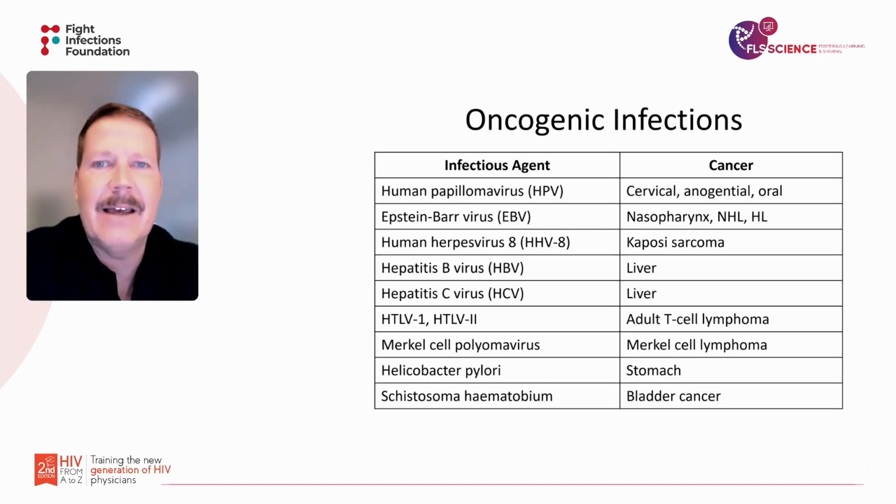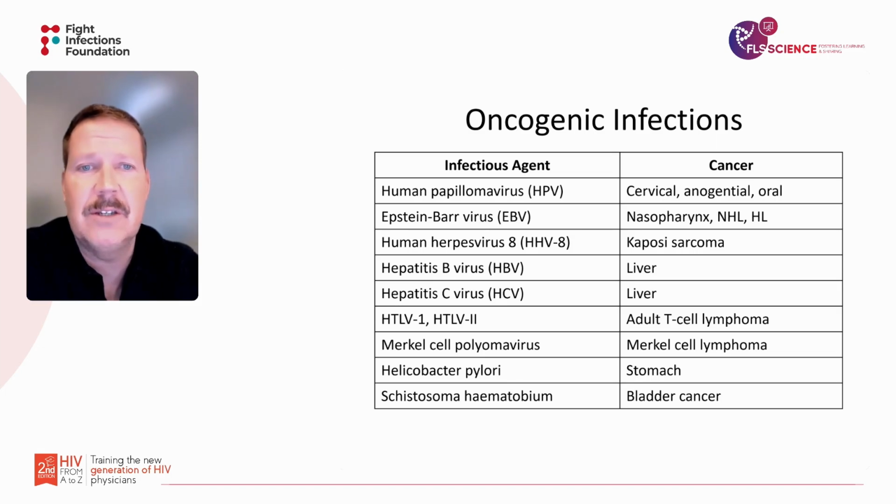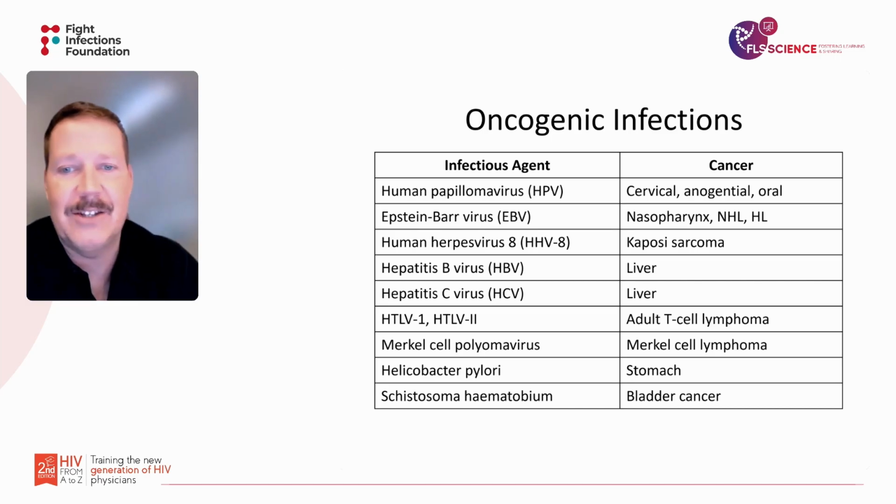And so here's a list of some of the known oncogenic infections. As we've mentioned, HPV is related to cervical, anogenital, and oral cancers. EBV has a strong association with nasopharyngeal cancer as well as lymphomas. Human herpes virus 8 is a cause of Kaposi sarcoma. Hepatitis B and C cause liver disease, as well as others on the list. I do want to highlight the importance of Helicobacter pylori in stomach cancer, which is a very high burden of disease, particularly in Asia, and schistosomiasis as a cause of bladder cancer.